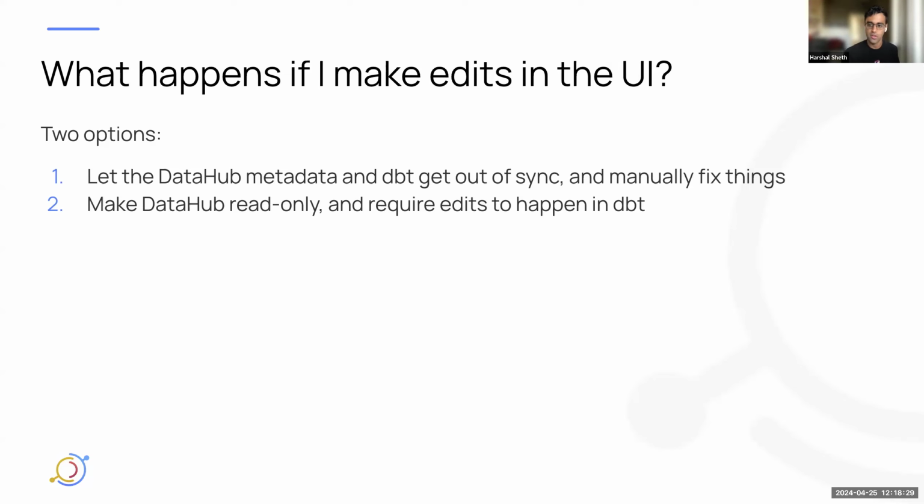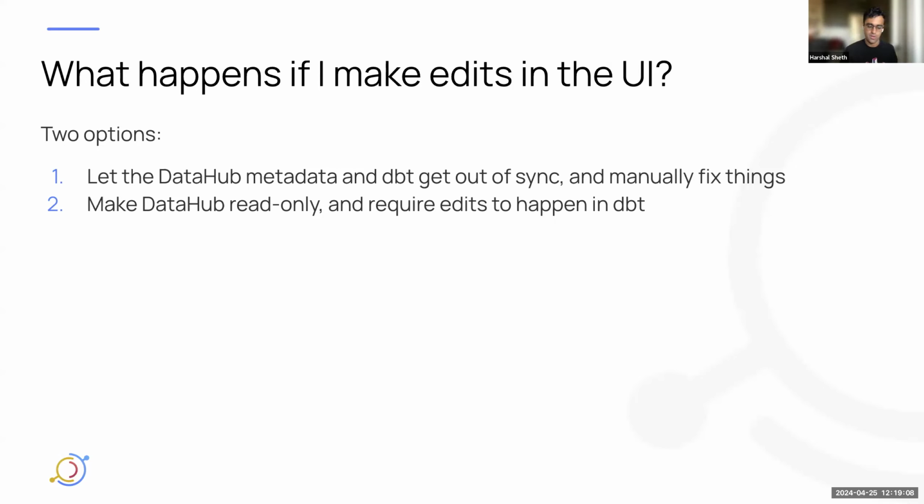There's two solves for this. The first, which is what most people do, is they just let the things get out of sync. And usually it's not a huge issue, because you can coach people to make these types of changes in dbt and these other types of changes in DataHub. The other option folks have gone down is making DataHub read-only and then requiring edits to happen via dbt. So dbt is the source of truth, and DataHub just reflects that.